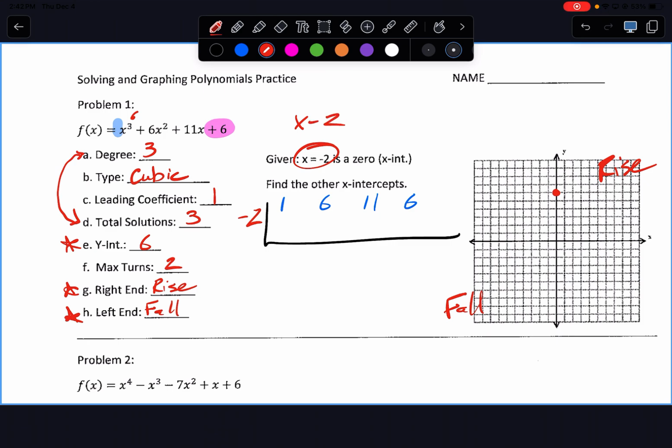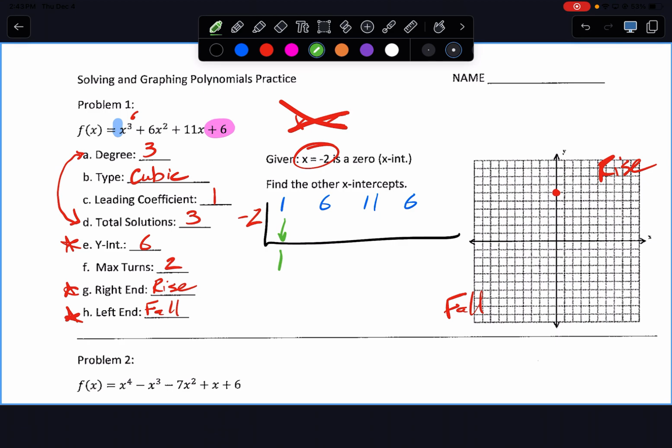So if it said that one of the factors was x minus 2, then we would set it equal to 0 and we would use a positive 2. But that's not what they give us. They tell us that the solution, the 0, is -2. So we just use the -2. Now we go through our process.